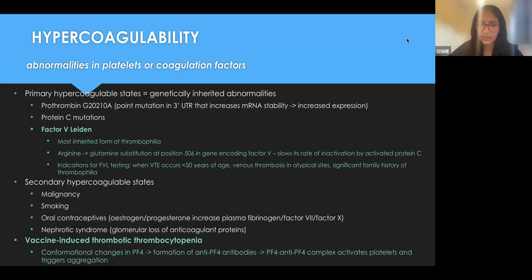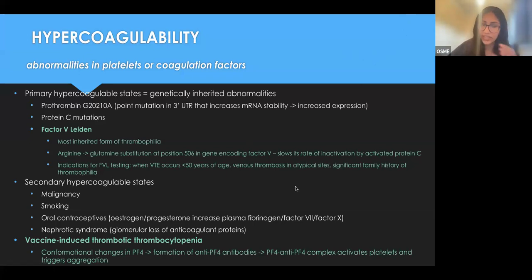So why would you test for this genetic abnormality? It's in patients who have venous thromboembolism occurring under the age of 50, which is abnormal, or in atypical sites, so in veins where you don't normally see thrombosis, or if you have a significant family history of thrombosis. So secondary hypercoagulable states are secondary to a different condition that will increase the levels or the activity of clotting factors in the circulation. So tumors can secrete hypercoagulable factors. Smoking and oral contraceptives will increase plasma levels of fibrinogen and different clotting factors. And when you have nephrotic syndrome, you have glomerular loss of the anticoagulant proteins, so increased coagulation.